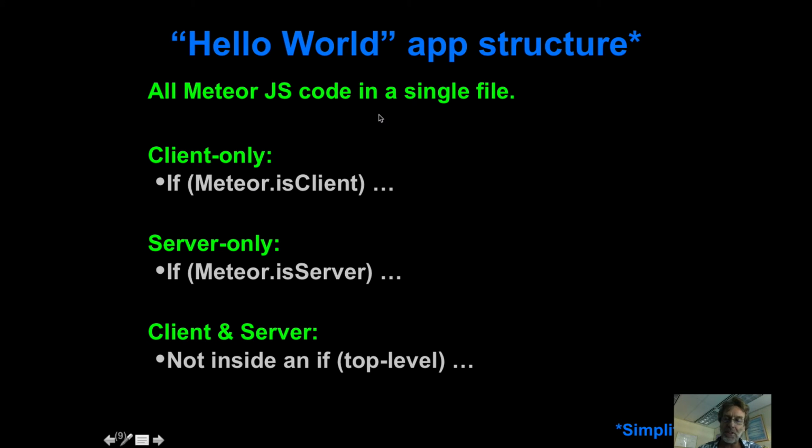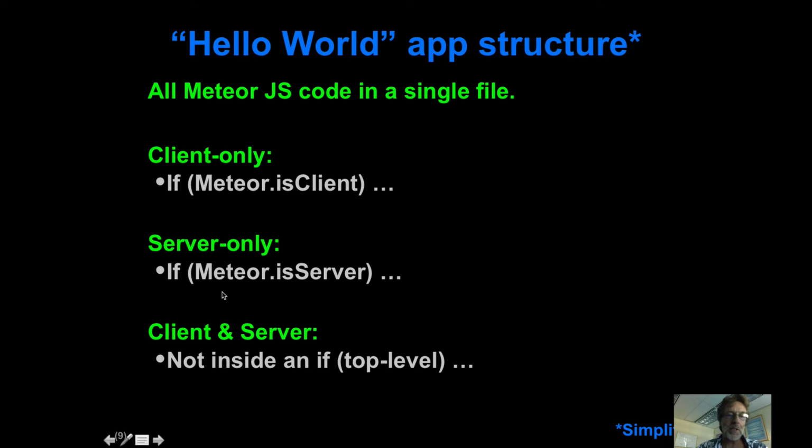I'm not going to go into every detail. There's a few details here that I'm glossing over because there can be other predicates and stuff that kind of influence it. But to get the gestalt of this whole thing, you just have to think of it this way. So for the Hello World app structure, where you can have just all your JavaScript code in one single file.